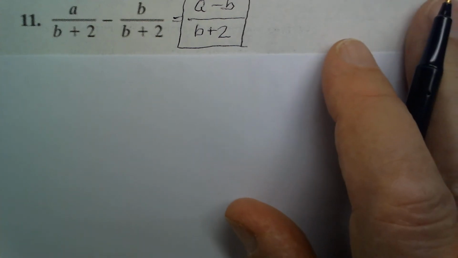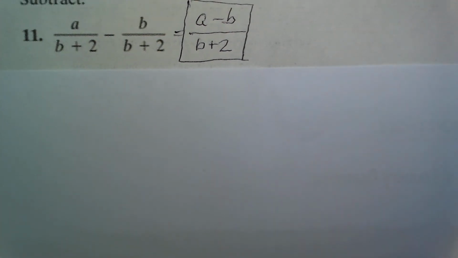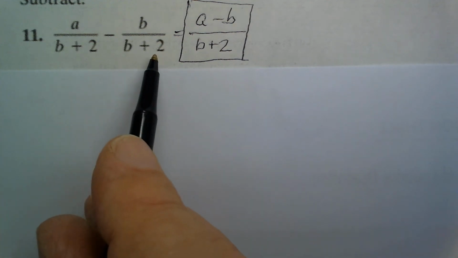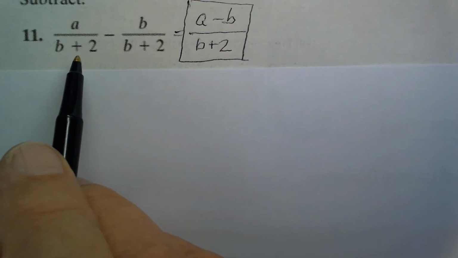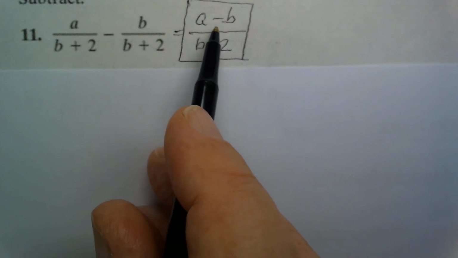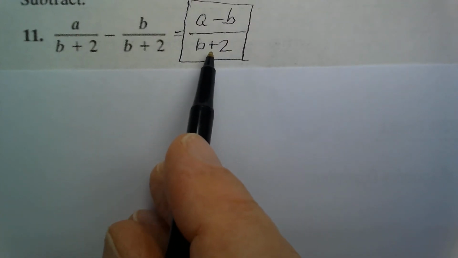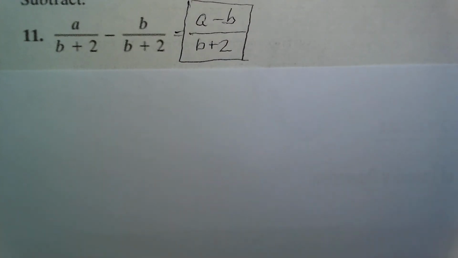So when it comes to working with rational expressions with the same denominator, it is really very easy. We write a minus b on the fraction bar in the numerator and then leave the denominator the way it is, and in this case that is the final answer.